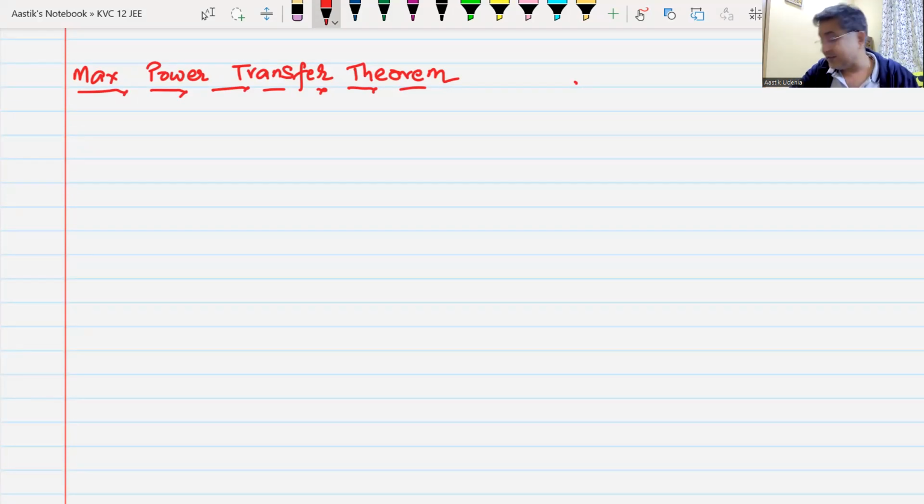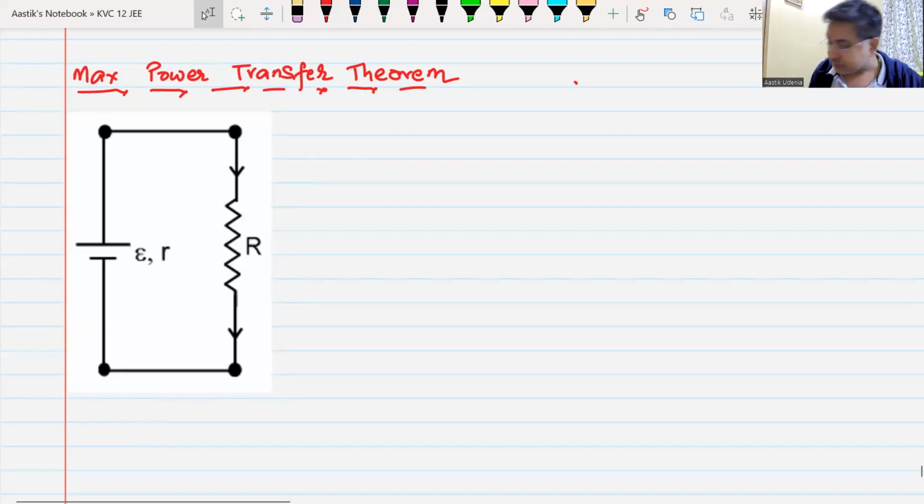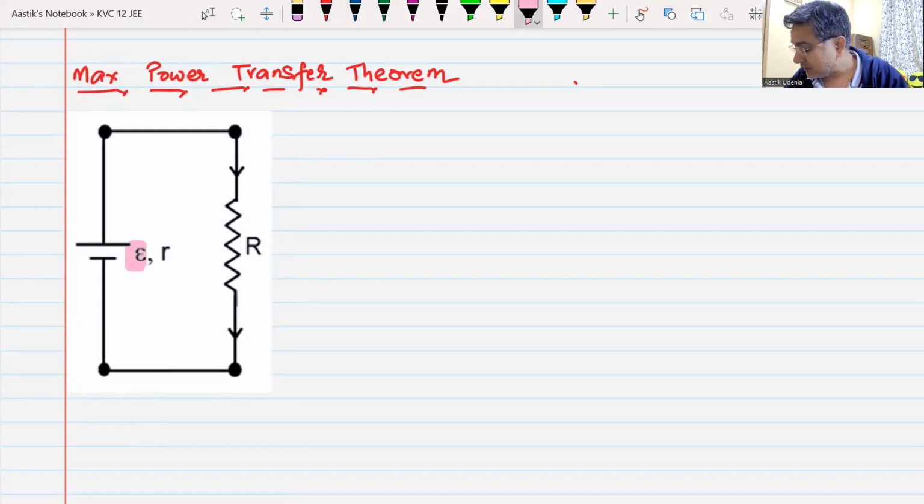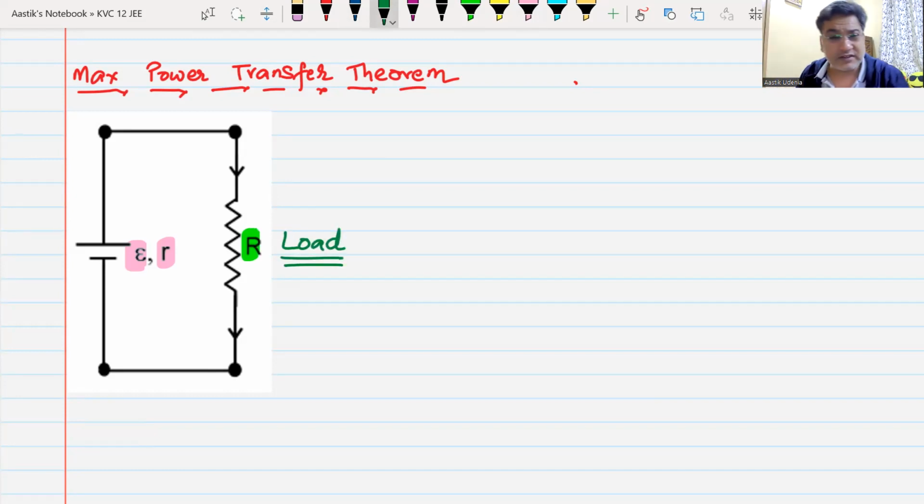So this is a gentleman. This gentleman is a battery of EMF E and internal resistance R. We'll now, after this, go into that internal resistance thing. This is a battery of internal resistance r, small r, and EMF E. And you must understand the function of a battery is to deliver power to whatever is on the other side. Now, this thing on the other side, the green one, is the load. It is known as the load.